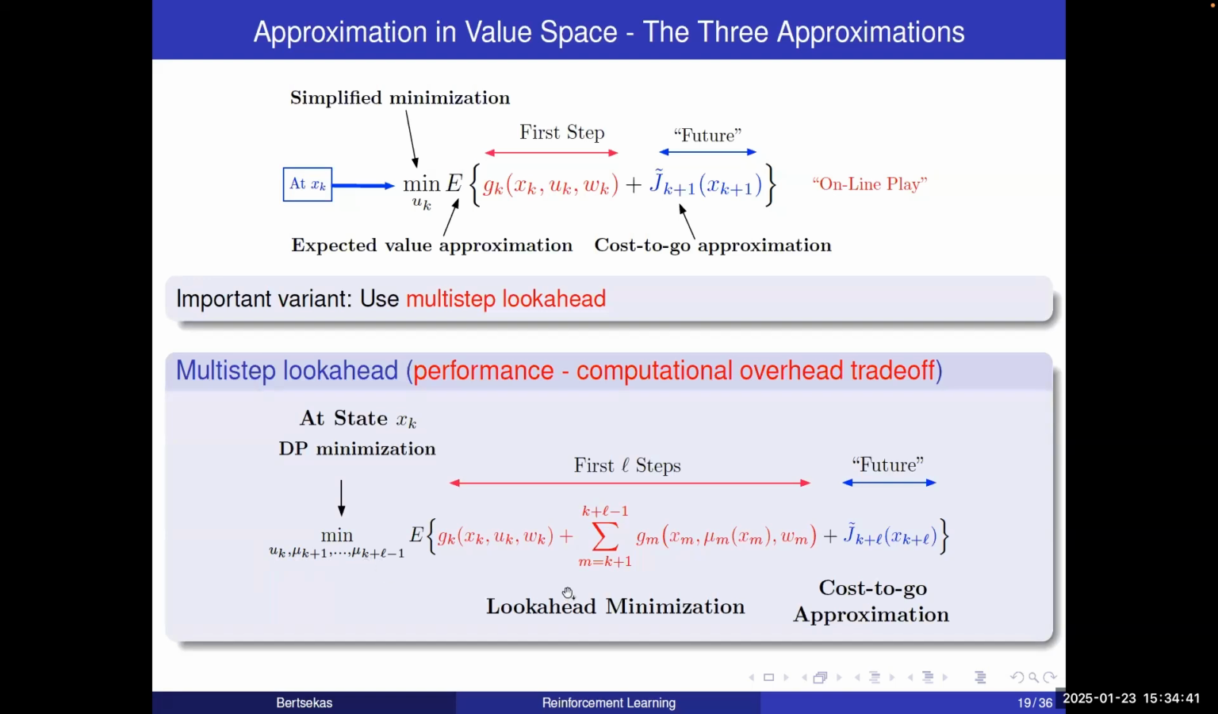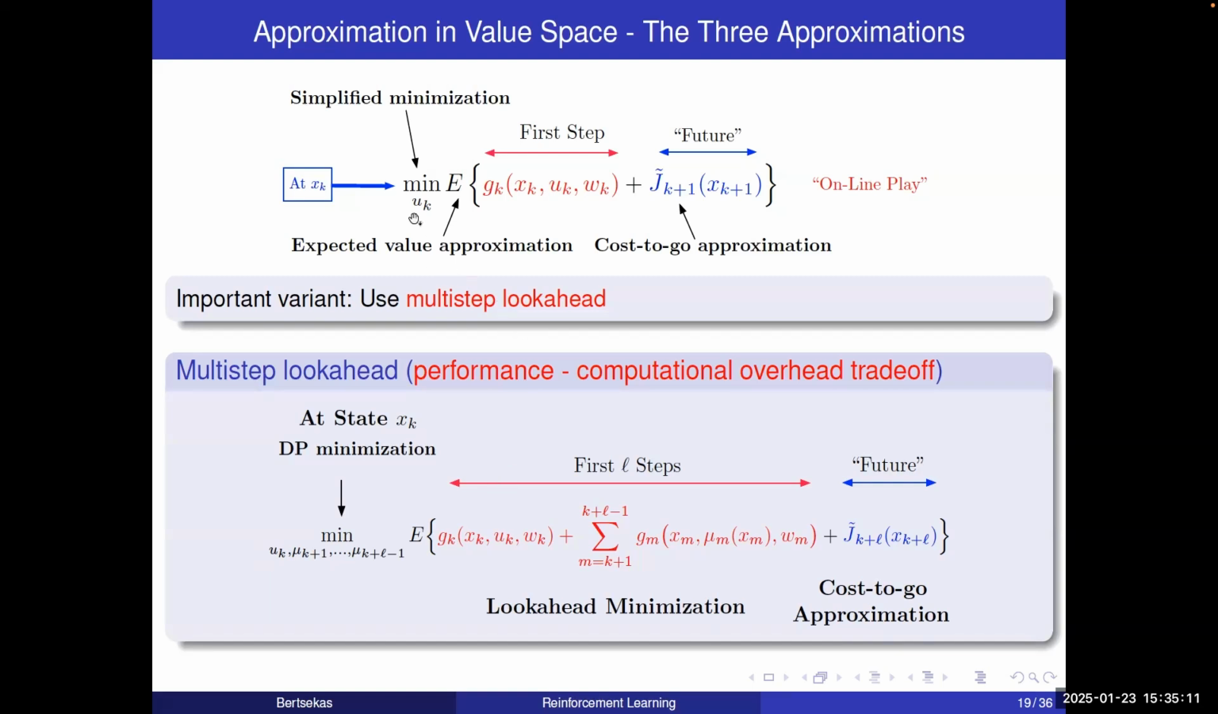Now, this is a dynamic programming problem, right? It's a stochastic dynamic programming problem, but with fewer steps, L steps. Okay? So N may be 1,000, L may be 5 or 10. It's an easier problem to do. And moreover, we have to solve it for a single initial state. So look ahead minimization, cost to go approximation.